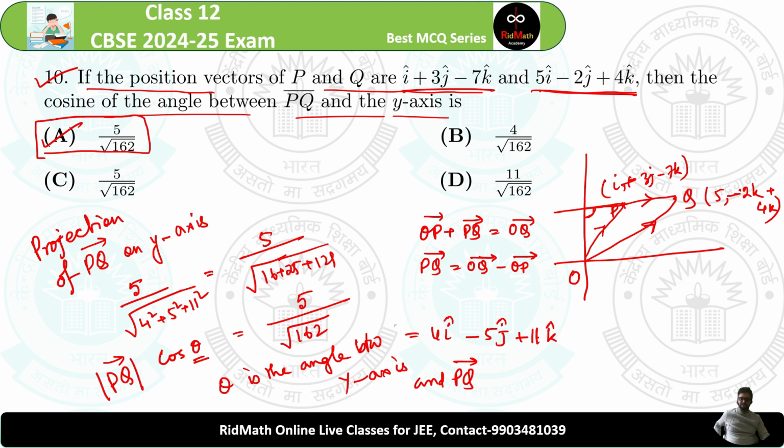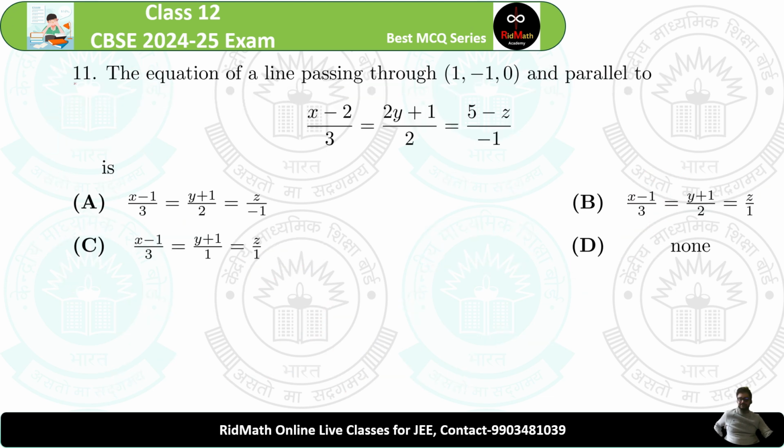Okay, next problem. This was minus. If you see, PQ has minus 5j, and because we are taking the projection, which is a scalar quantity, it cannot be minus, that's why we are taking the mod value. So let us take this as 5 by root over 162. Okay, next problem. Question number 11. The equation of the line passing through (1, minus 1, 0) and parallel to this line.